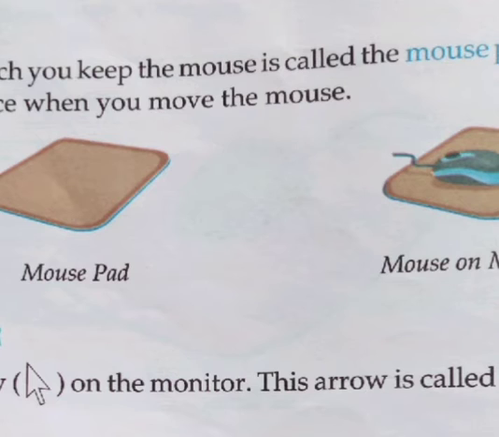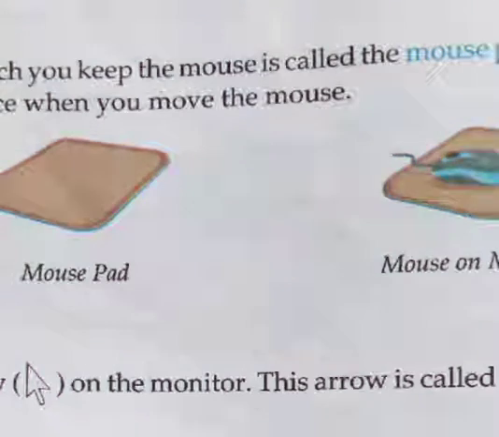Second topic is mouse pointer. We see an arrow on the monitor. This arrow is called the mouse pointer. The pointer moves as we move the mouse. We can move the mouse pointer in any direction by moving the mouse. So this is our mouse pointer.